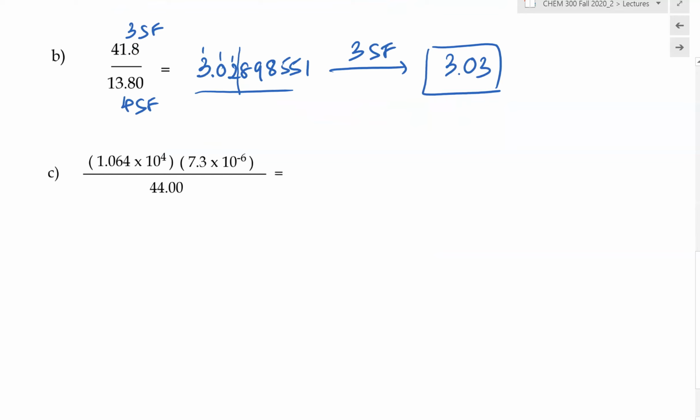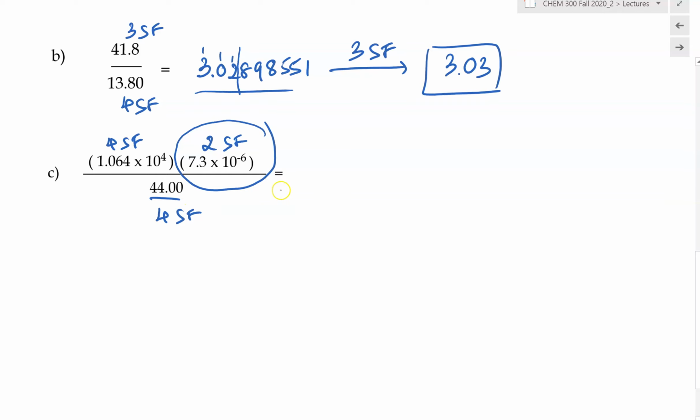Let's now try another example involving scientific notation. The same rule applies because we have 3 values multiplied by each other. The first scientific notation has 4 significant figures. The second one has 2 significant figures. And this decimal number right here has 4 significant figures. So this value is the one with the fewest significant figures, and it has 2. So we need to round our answer to 2 significant figures.